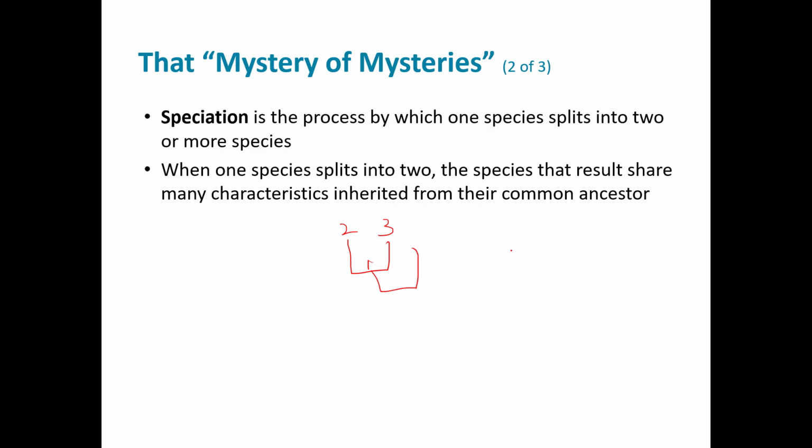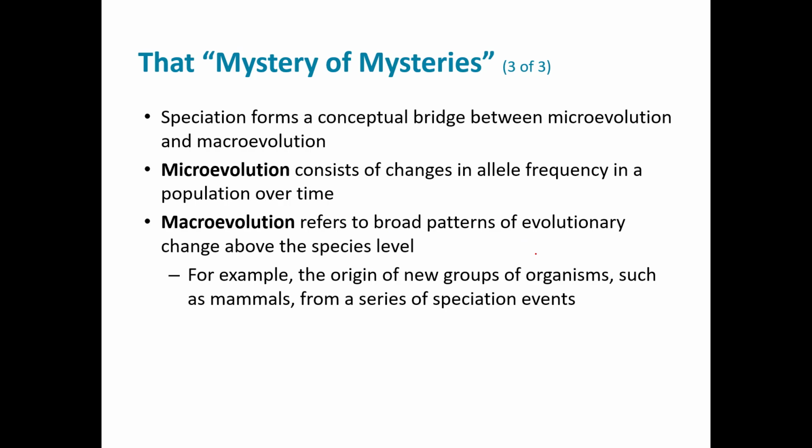Or it could be that species 1 gives rise to species 2, and species 1 still exists. That's also possible, okay? So, obviously, these two organisms are going to have lots of traits that are similar, lots of inherited traits that are similar if they are closely related, if they're sister taxa.